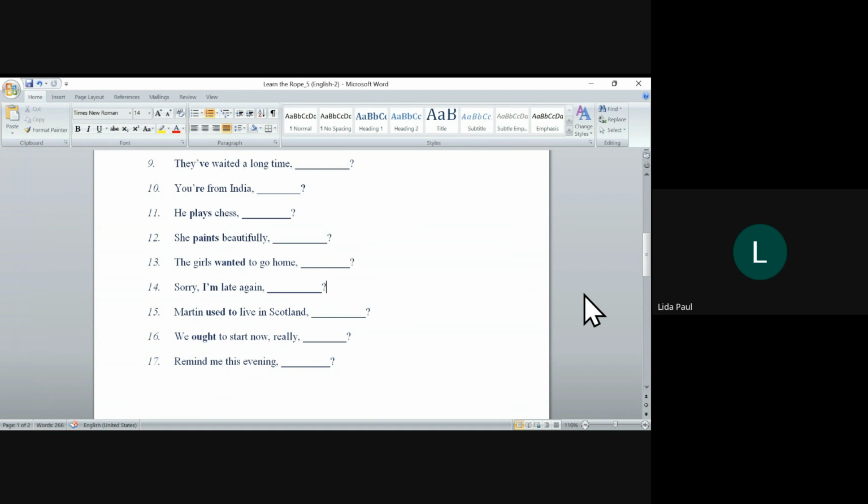17th, remind me this evening. What is the nature of this sentence? This is an imperative sentence, which means no subject, it's a command, right? But we have a subject. We know the subject in the imperative statement is by default you. So when you say remind me this evening, you're basically saying you remind me this evening. So this is an imperative sentence. What would the question tag of this look like? What do you think it would be?